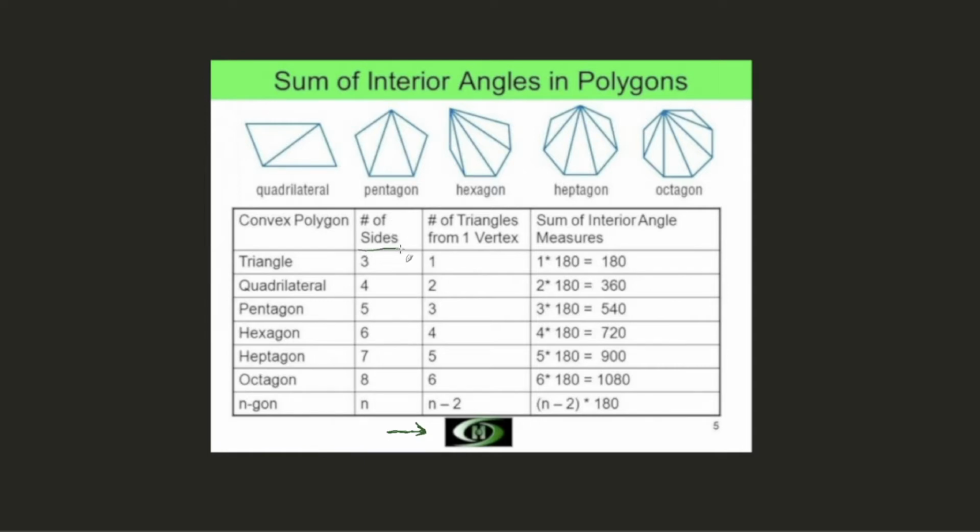We have sides of a polygon. If we have a triangle, we have what? We have the number of triangles from one vertex. Let's talk about what that means in just a second, but first let's notice a pattern. The pattern is this. 3 maps to 1. 4 seems to map to 2. 5 seems to map to 3.